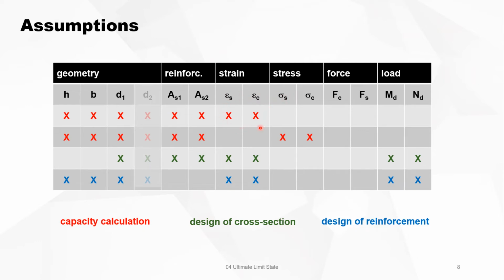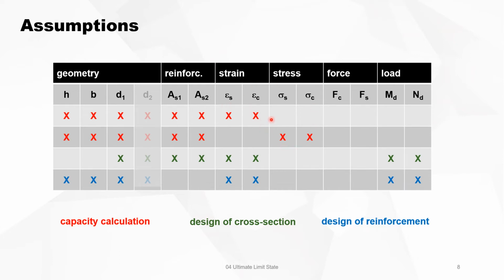But this means that if you want to calculate the capacity, you must make an assumption about the strain in the steel and the strain in the concrete. So when we are using this, we will use, of course, the maximum strain in steel and concrete. This is the same.